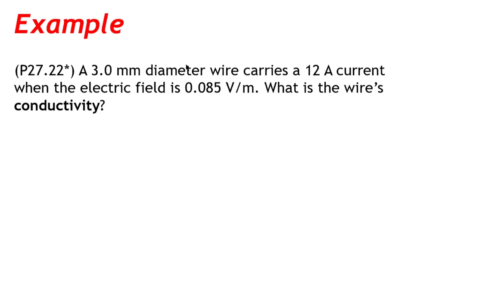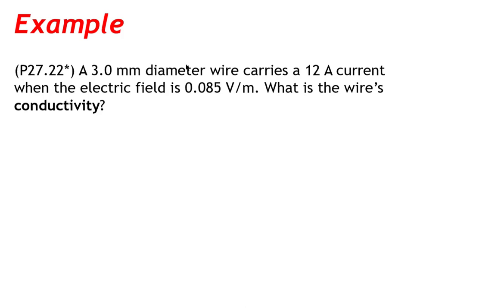A 3.0 millimeter diameter wire carries a 12 amp current when the electric field is 0.085 volts per meter. What is the wire's conductivity? Well, for this one, let's remember that conductivity is the measure of the ability of a conductor to move charge. In this case, the charge carriers being the electrons in the conductor.